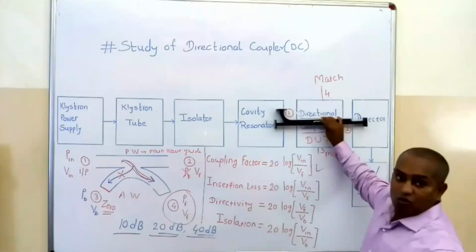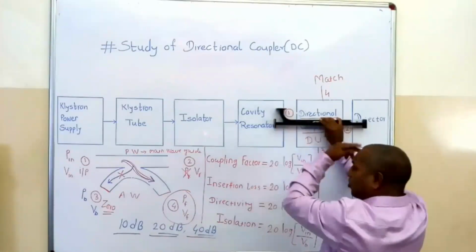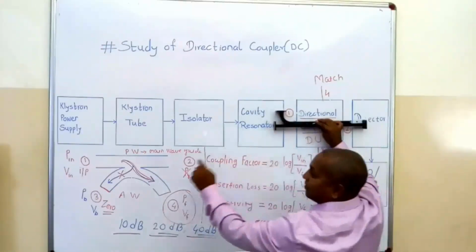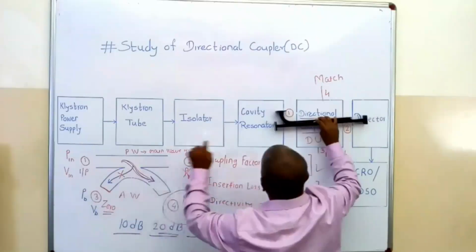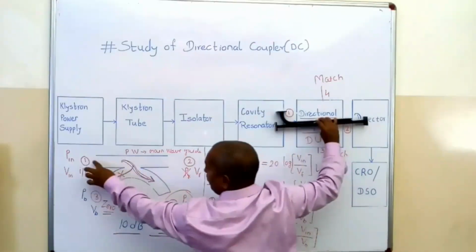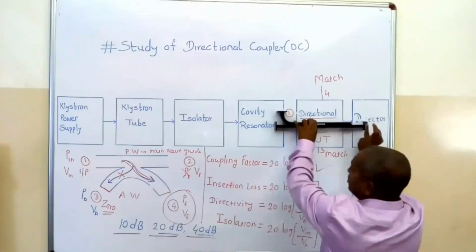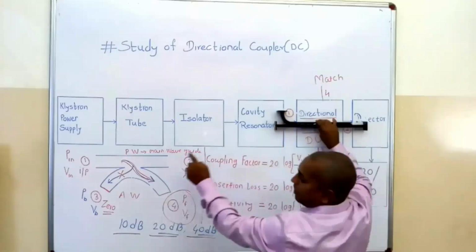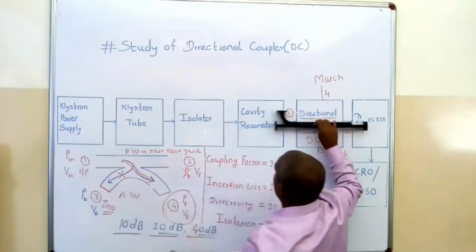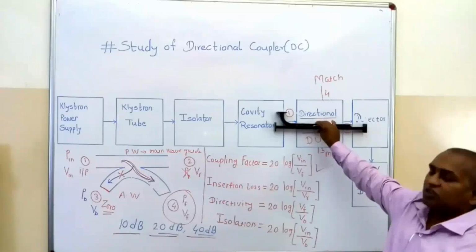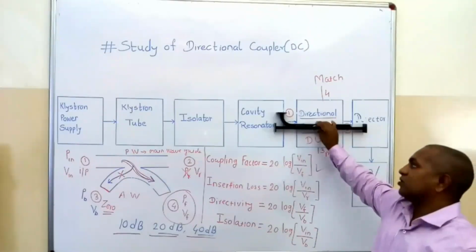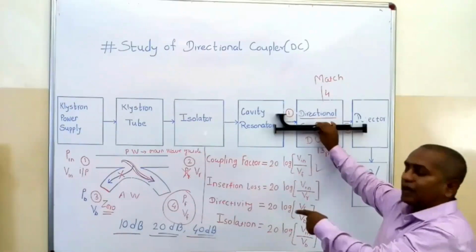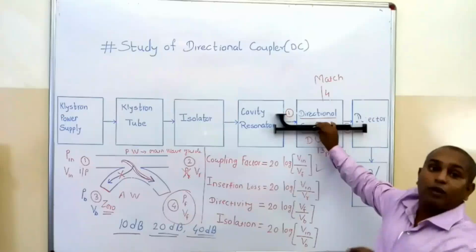But whatever voltage or power appears across this port is nothing but the back power, that means this power. So look here, this port is my input port, this port is my received port, and this port is nothing but my back power port. In this way, we will measure the 4 parameters related to the directional coupler: input power, received power, back power, and forward coupled power.